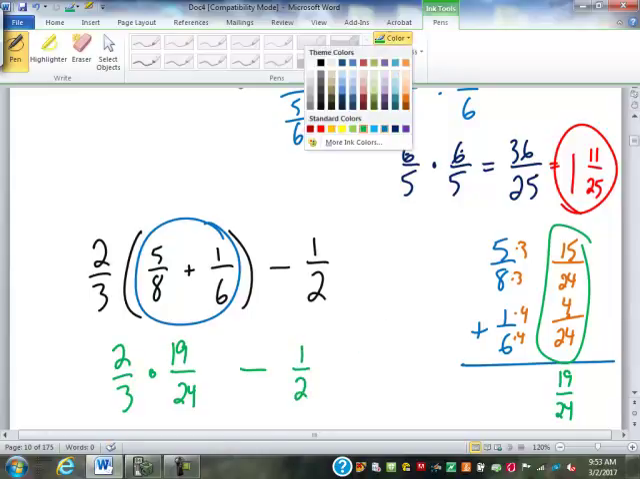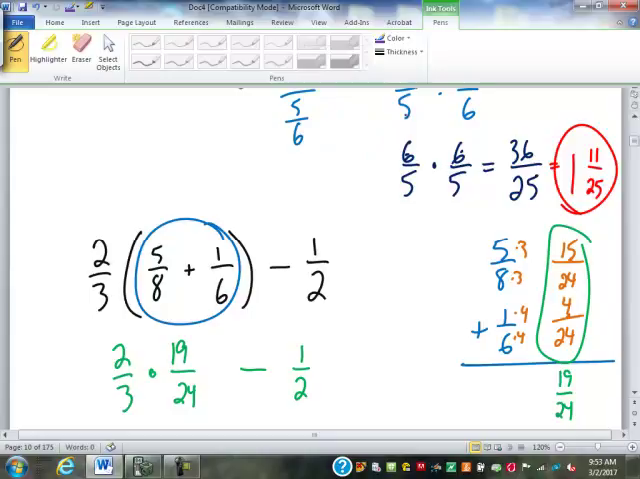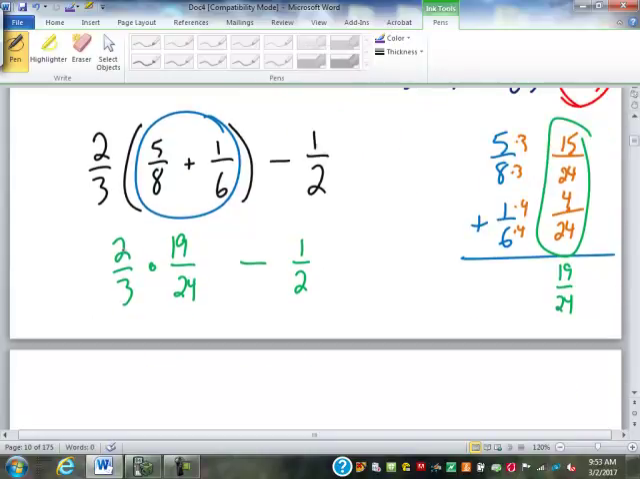What's the next step? We have to multiply. Now you could multiply 2 times 19 is 38 and 3 times 24 is 72. But we can reduce here the 2 and the 24, so I'm going to do that. Both divided by 2, so they give me 12 and 1.